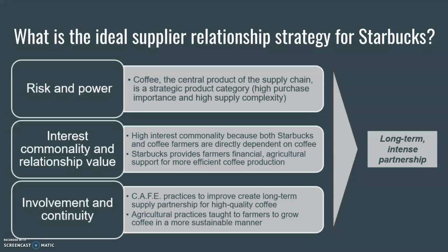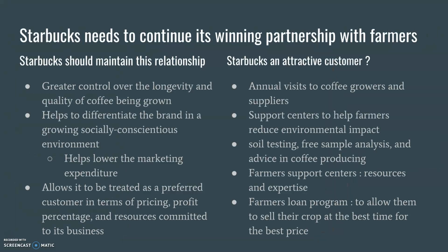Finally, involvement and continuity. The company is looking for a long-term partnership and teaches the farmers agricultural practices to grow in a more sustainable way. Those 3 tools help us figure out that for Starbucks, the ideal relationship is long-term, intense, and with a lot of different partnerships all over the world.